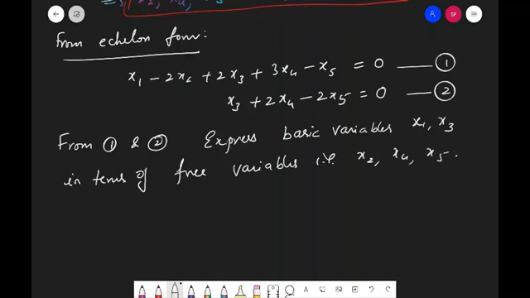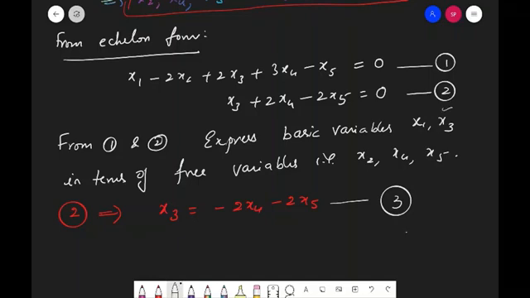So I'll write here, then 2 implies, in 2 I have x3, x4, x5. Among these, which is the basic variable? x3 is the basic variable. So I will write here x3 is equal to minus 2x4 minus 2x5. So this I will give equation number 3.